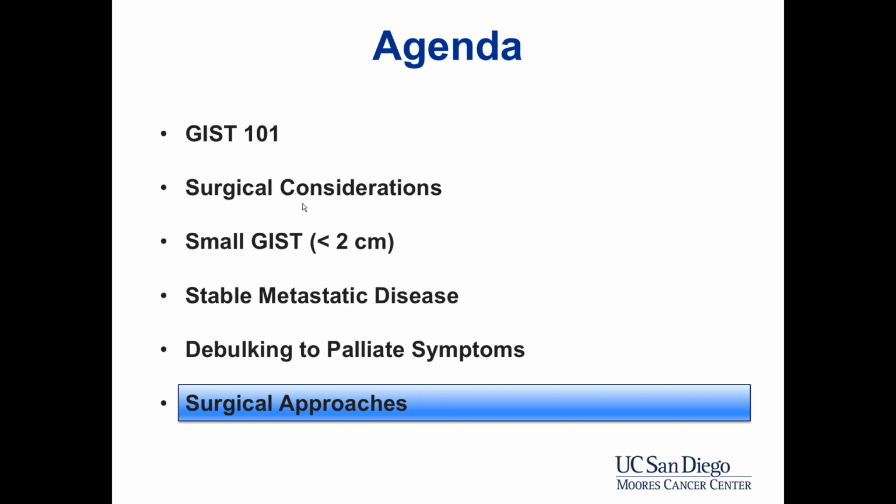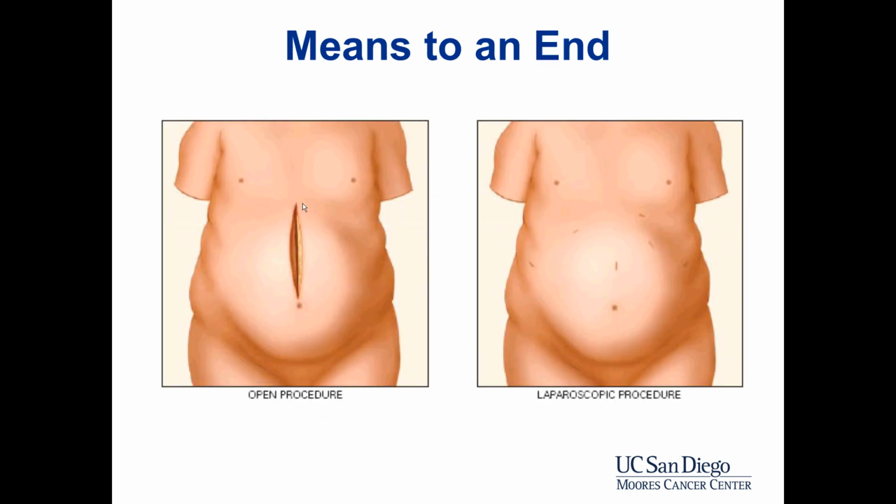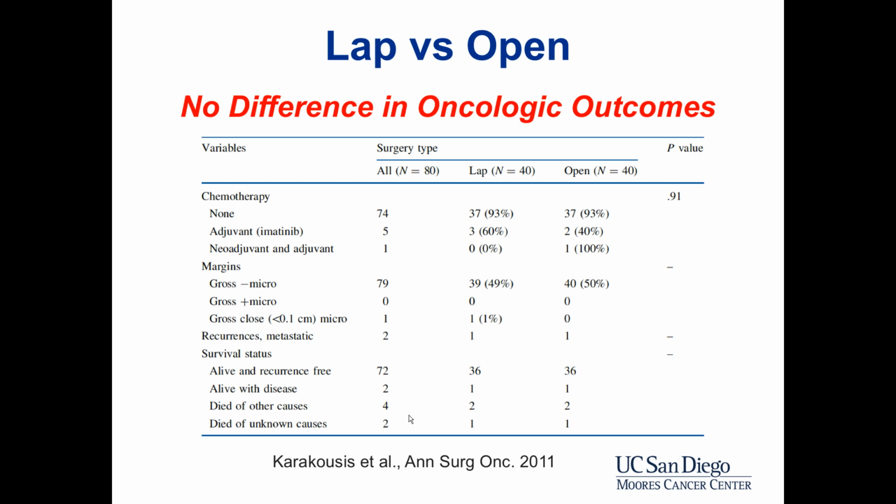The final section I'm going to talk about is surgical approaches, and this is really a balancing act between cosmetics and recovery and oncologic outcomes. Whether something's an open operation or a laparoscopic operation, it's truly just a means to an end, and there are advantages to laparoscopic surgery, including smaller incisions, less pain, shorter lengths of stay, decreased admissions to the intensive care unit, and then there's lots of data suggesting that there's no differences in oncologic outcomes in many cancer types, including GIST, and this is one example of a study showing no difference in oncologic outcomes between laparoscopic and open.